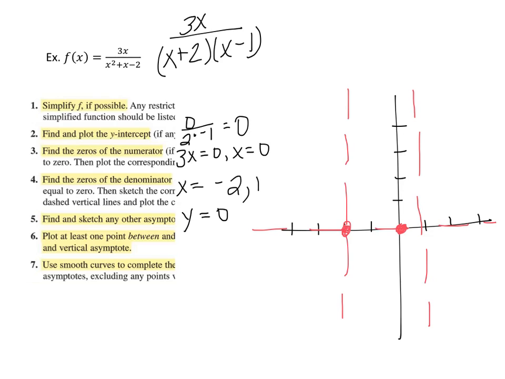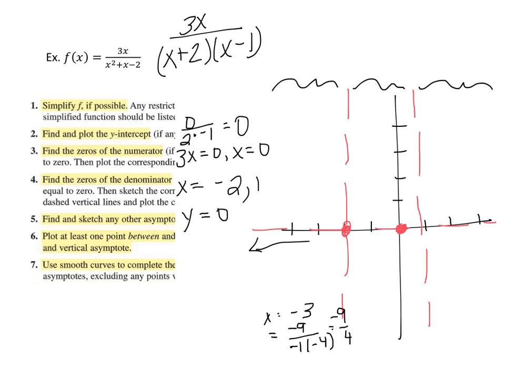And plotting points. So now we've got 3 sections. We've got left, center, and right. That's how I'm going to call them. Okay, in my left, what's a point I can test? -3 is easy to spot. If I plug in -3, I get -9 over -1 times -4. So that's -9/4. So it's going to be negative, which means it has to be below here.